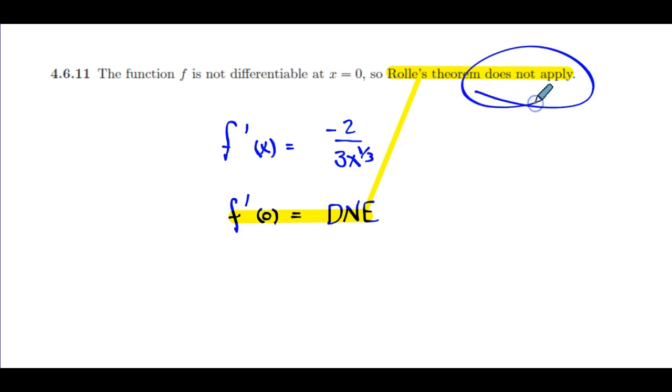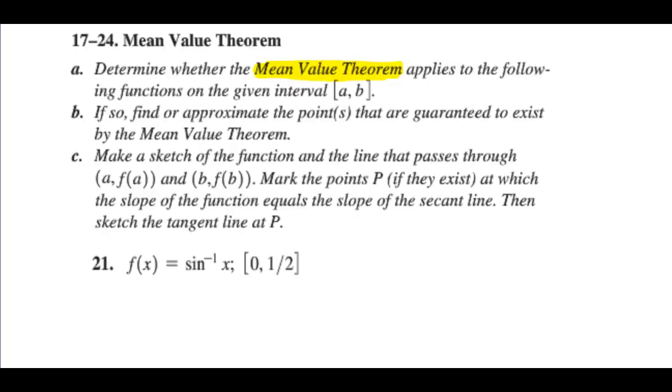Yeah, does not apply. It doesn't even exist. The first derivative doesn't exist at 0, so it's not differentiable, and that's it. You could go ahead and Rolle's theorem still might apply. You might be able to find a point that is a max or a min, but we're not guaranteed that it would apply.